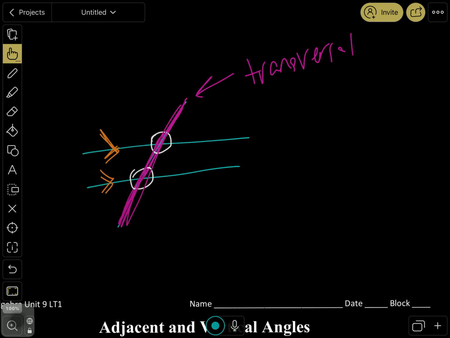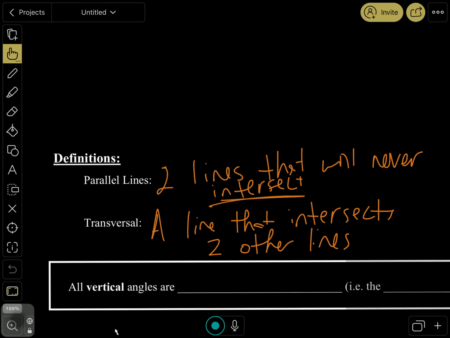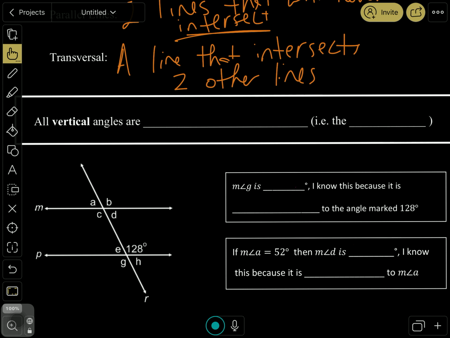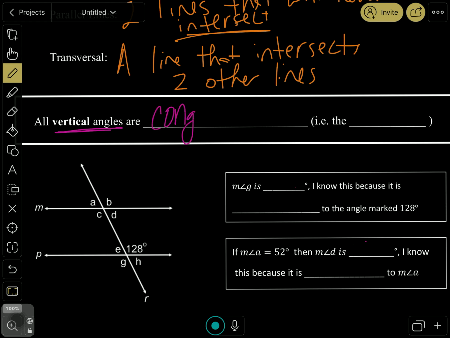All right, so let's move back over here. And now that we've defined those, there's a fact that we need to know about vertical angles. This is really, really important. So all vertical angles, this is true for every set of vertical angles that you will ever encounter in math class, are what we call congruent.